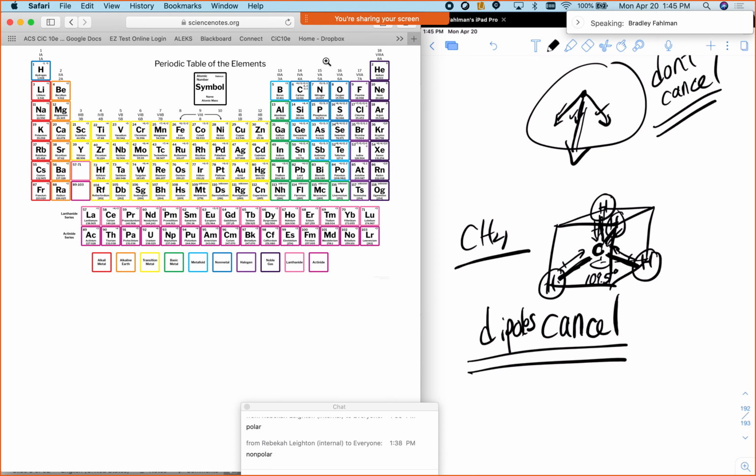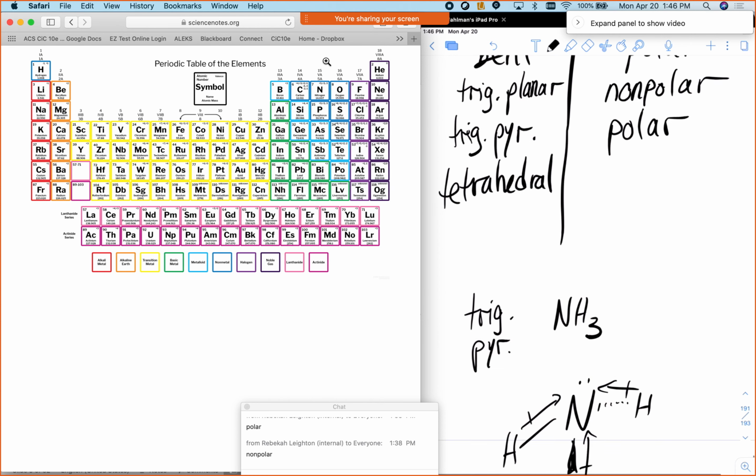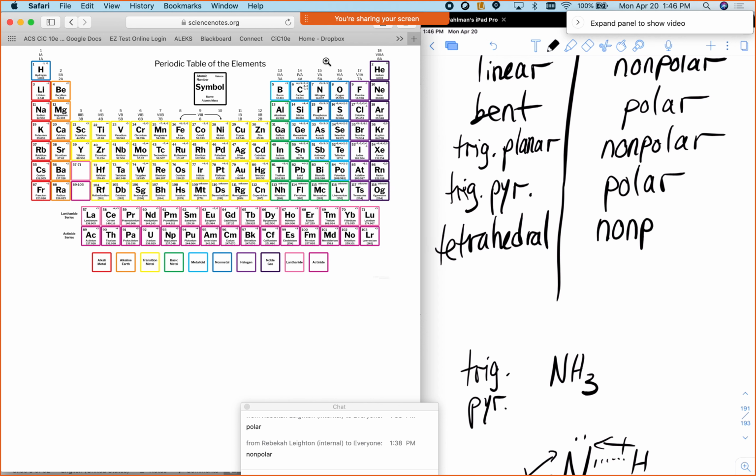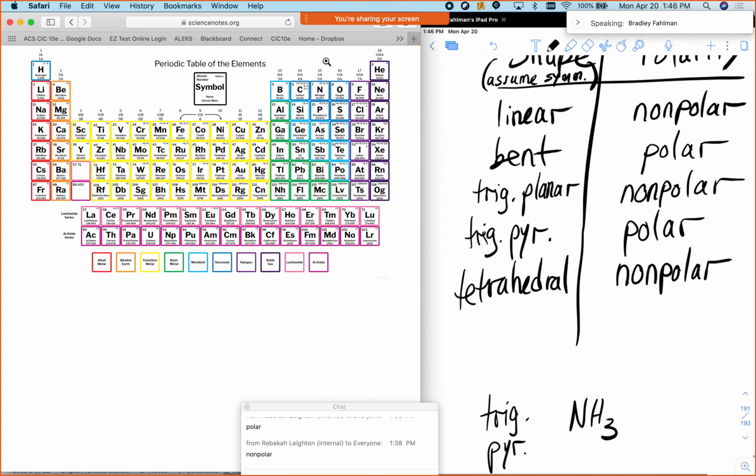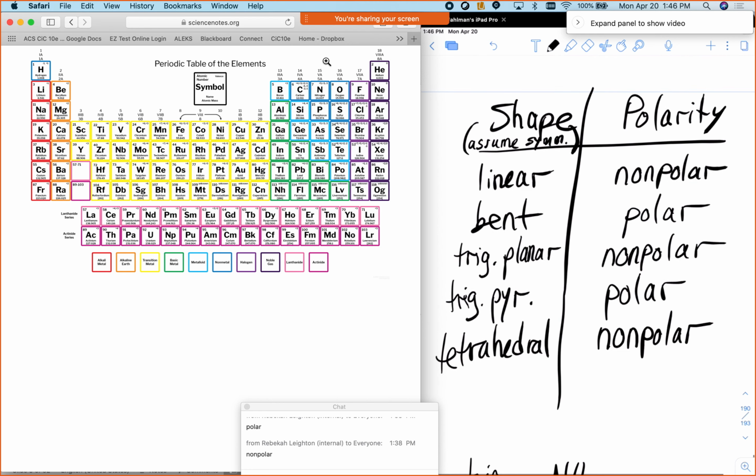So in other words, if you pull here and you pull there, then that center is not going to move. And since they cancel, then it's going to be nonpolar. So tetrahedral then is going to be another example of nonpolar. So those are your 5 geometries that you looked at this semester, and assuming that they're symmetrical, that is whether they're going to be nonpolar or polar.